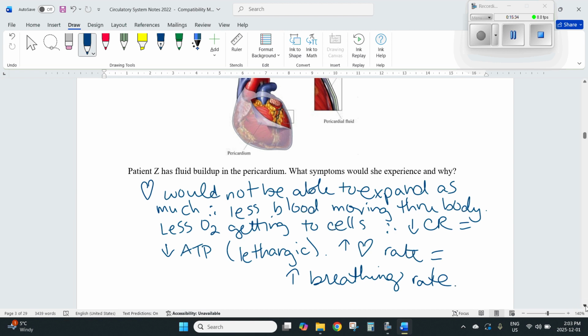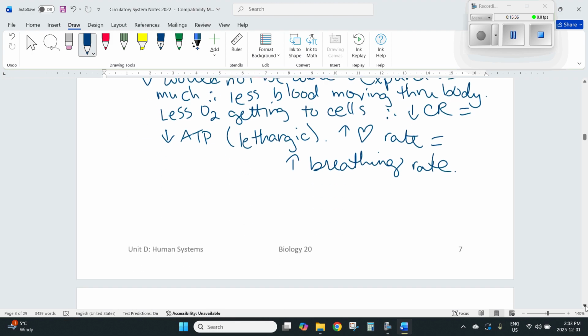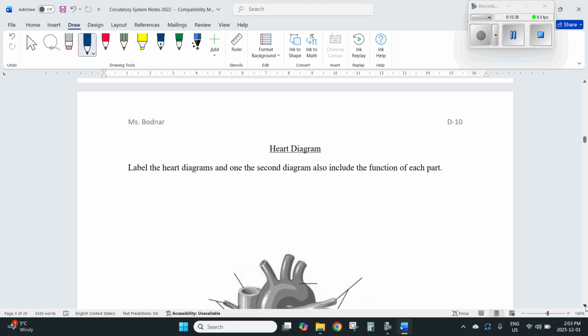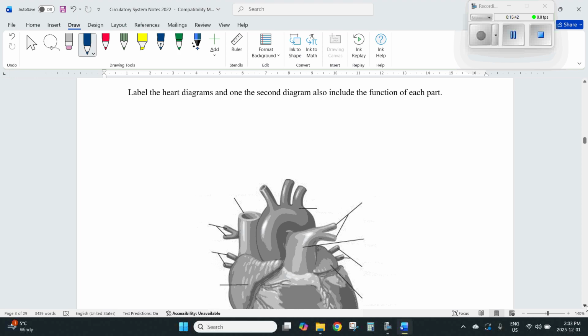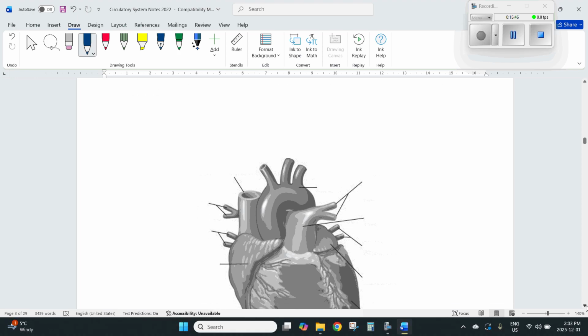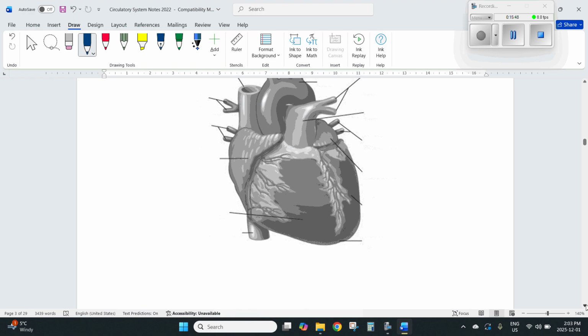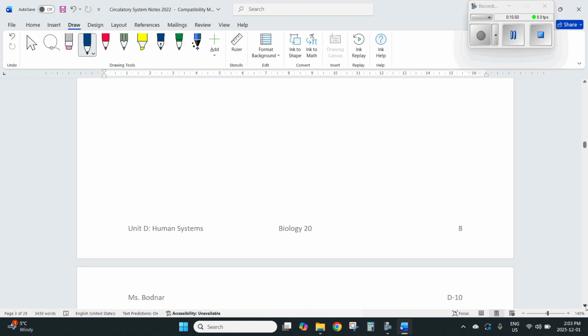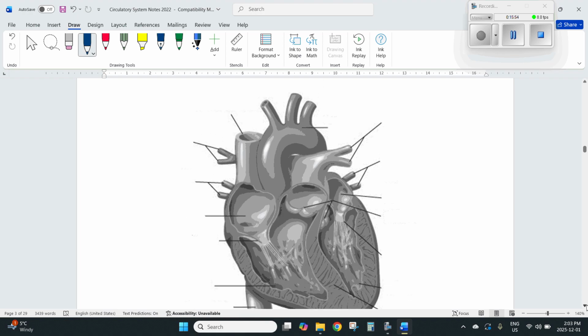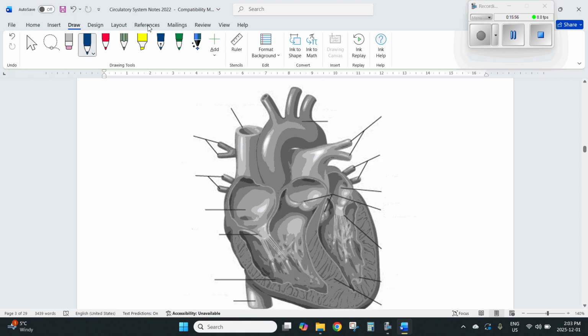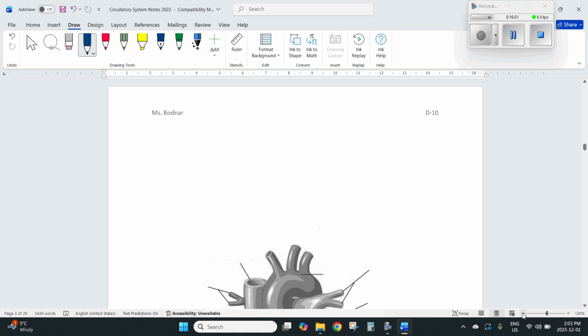Okay, now we get to move on to the structures of the heart. So you will have to be able to label a heart diagram for me, either the outside version or the inside version. Now, by inside version I am referring to a cross section. So I'm actually going to start with page 9. So turn to page 9. I'm going to try to make mine bigger or smaller so that I can see the whole diagram.